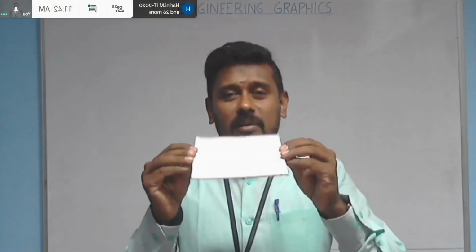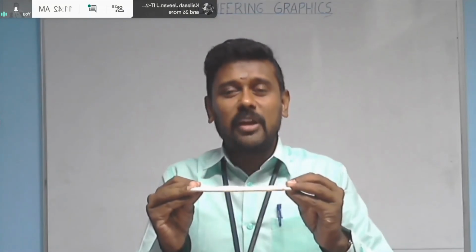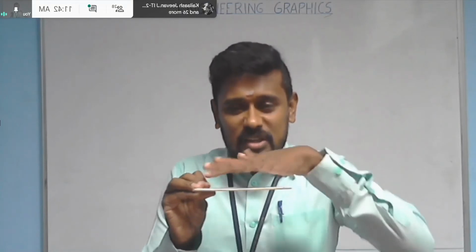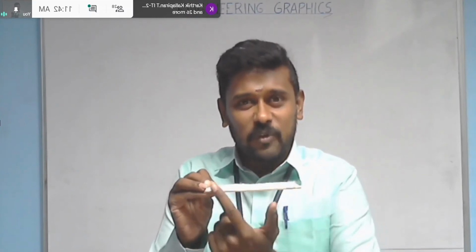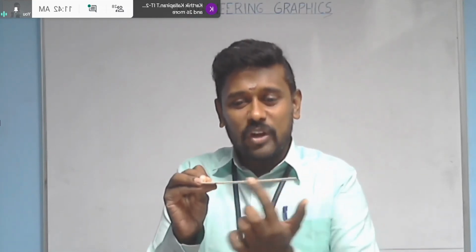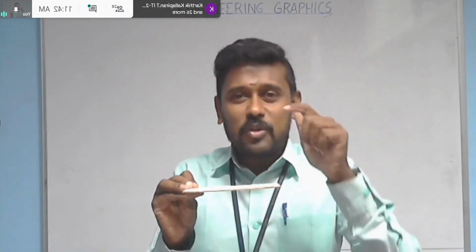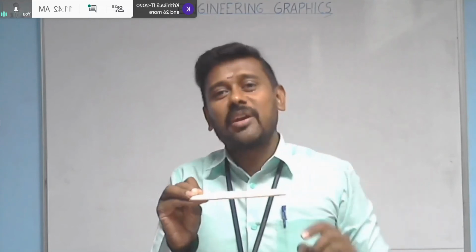If it is perpendicular to VP and parallel to HP, you can't see its original shape, whether it is a square, rectangle, triangle, whatever it may be. You can't see its original shape in the front view. In the front view you are going to see only a straight line. If you want to see its original surface, you have to go for the top view. In the top view only you can see whether it is a square, rectangle or hexagon.